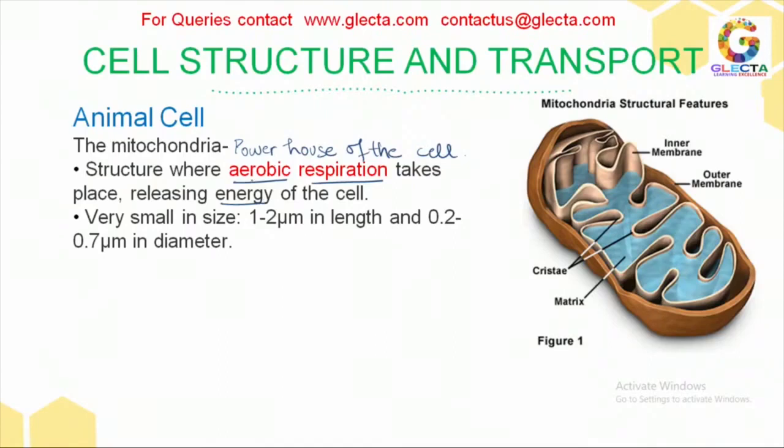The size of a mitochondria is very, very small. It is only 1 to 2 micrometers in length, while 0.2 to 0.7 micrometers in diameter.